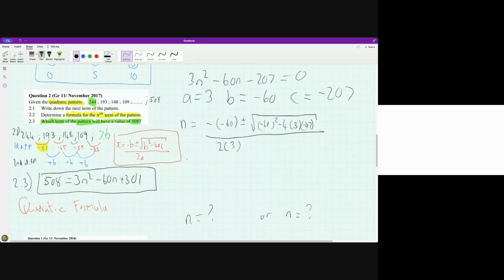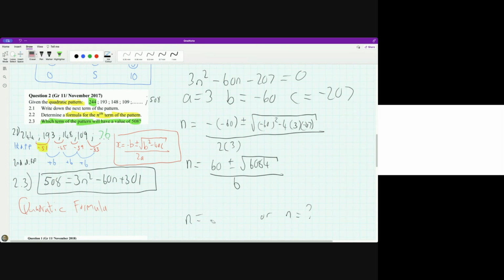In fact, you know what? I'm going to do an extra step just so I don't mess this up. 60 plus or minus, and I'm going to get whatever the delta value is. So 60 squared minus 4 times 3 times minus 207. My delta value is 6084. And so now I can go 60 plus the square root of 6084, close brackets, divided by 6.